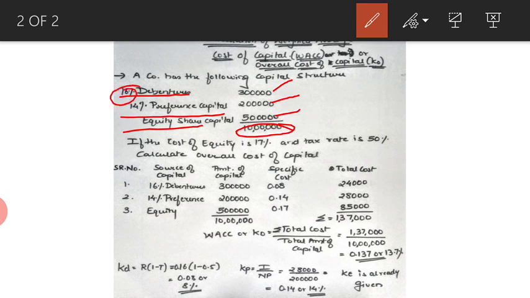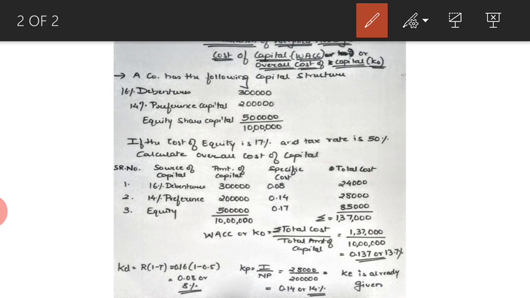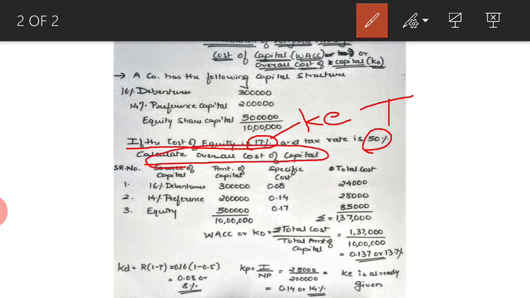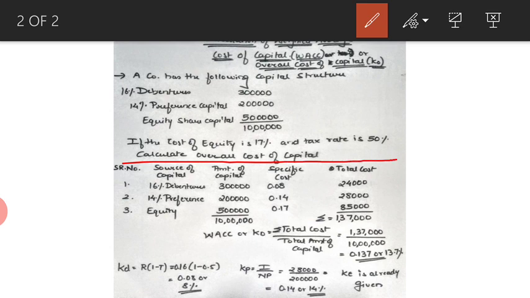Now, what is the 16%? We already know 16% represents the rate of interest on debentures, whereas 14% represents the rate of dividend on preference capital. Let's move ahead. What all things are given? The cost of equity is 17%, that means your KE is already given to you, and the tax rate is 50%. What is this tax? It is the corporate tax, that is T, the capital T. Calculate the overall cost of capital, or WACC. I hope you are clear with the question first of all. So this is your question.